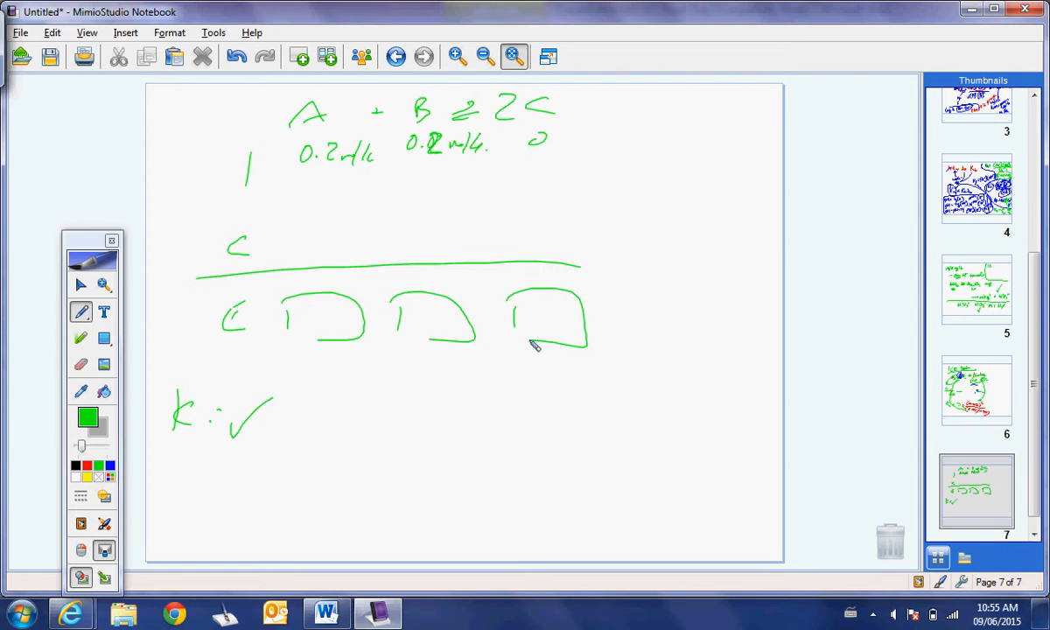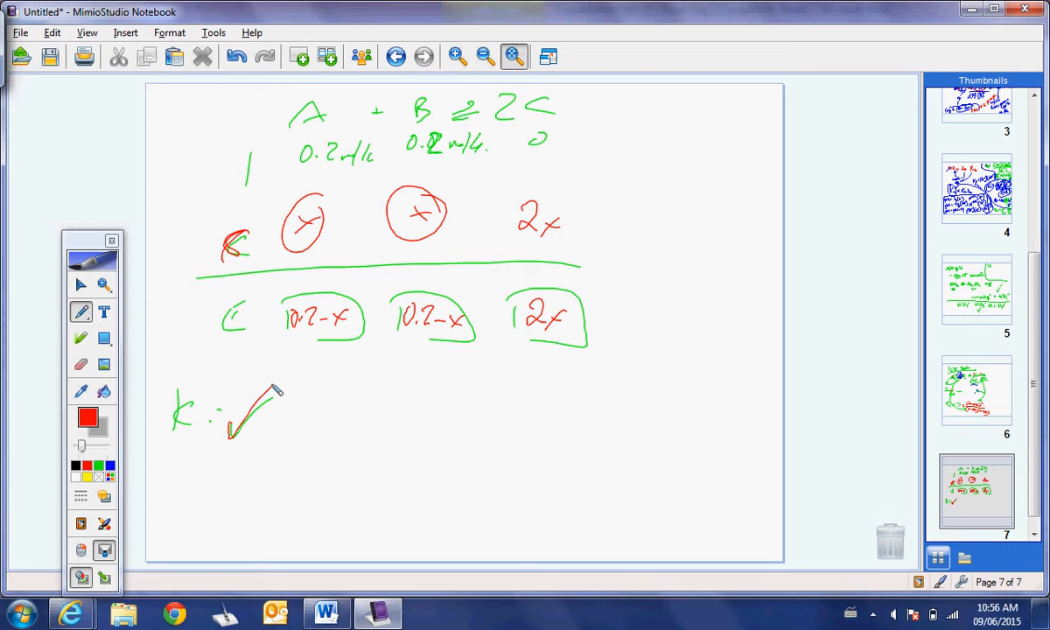So you're starting to panic a little bit, you're freaking out because there's not much to put in the ICE table. That's when you start to do your X's. So this will change by 2x for every x that the other changes by. Your change column is always about your ratio. The ratio bit, 1 to 2, 2 to 1, 1 to 1, always goes in this change column, never anywhere else. And so therefore this would be 2x, this is 0.2 minus x, this is 0.2 minus x, because I'm reacting about that and reacting about that.